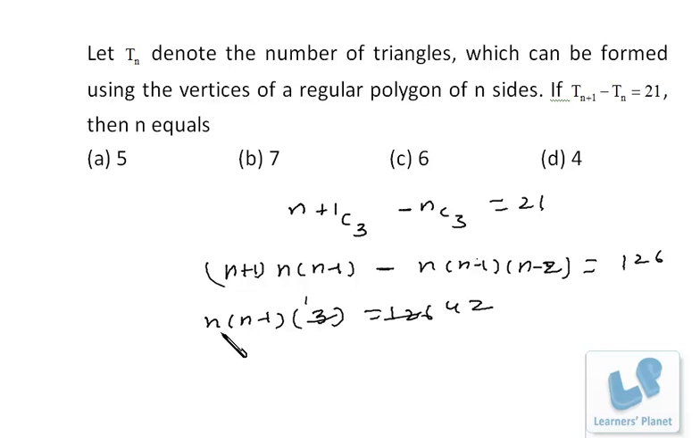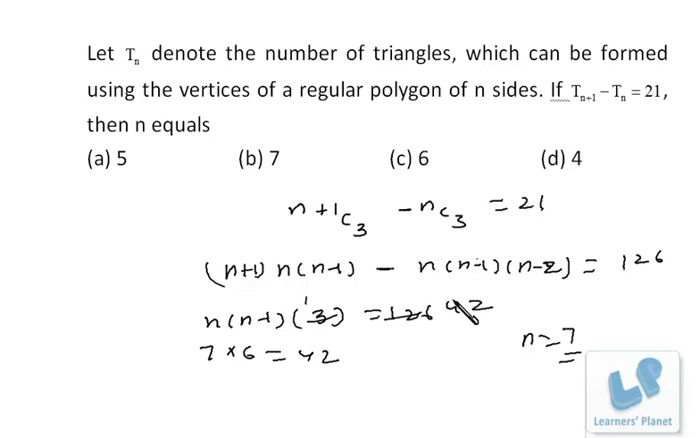So it's 42. Now n and n minus 1 are two consecutive numbers, and the product of these consecutive numbers is 42. So it must be 7 into 6, that's 42. That means n is equal to 7, right? Or you can choose the values from the options and put them over here and get the answer.